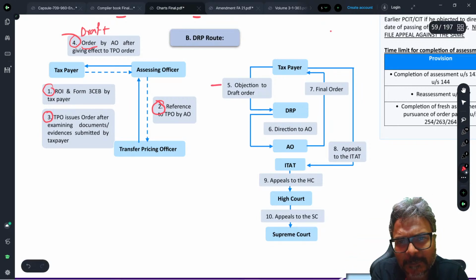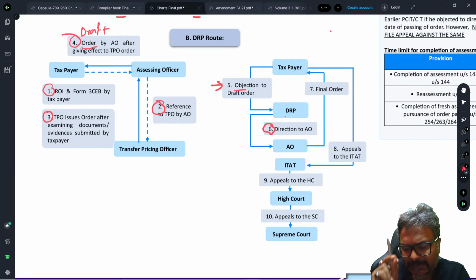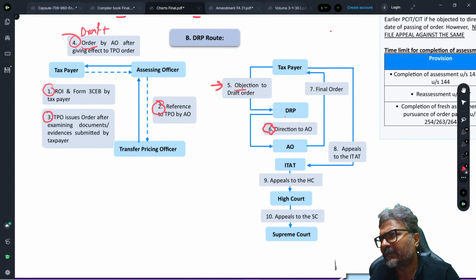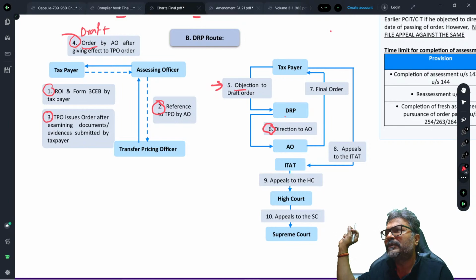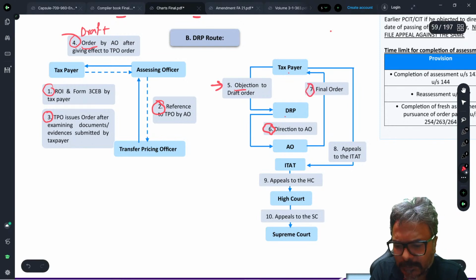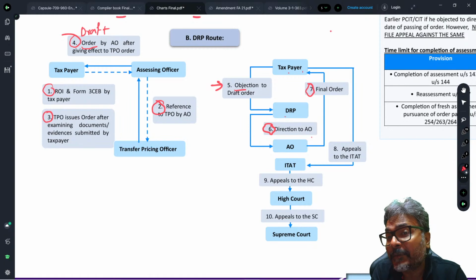So if the DRP route is taken, students, then he is going to file an objection before the DRP. And once the objection has been put up, students, be very careful. Direction is given to whom? To the assessing officer. Once the DRP thereafter gets the case and the objection from the SSC, the DRP will put up the directions to the AO. And on the basis of the direction, the AO will pass the final order, and thereafter the taxpayer will file the appeal against the final order.